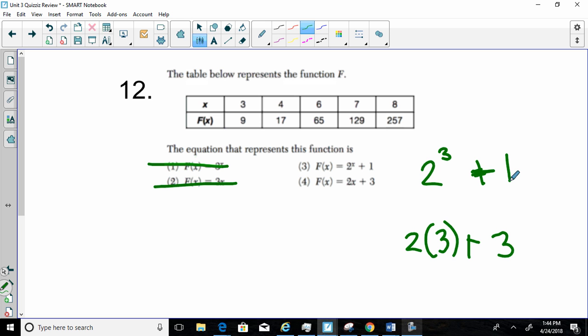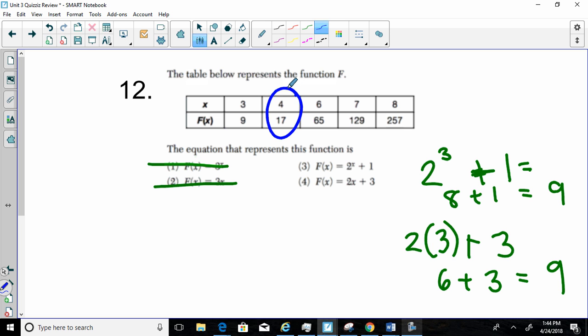So, see how when I do this, what is 2 to the 3rd power? 8 plus 1. And what about this? 2 times 3 plus 3. Do you guys see how it gives me the same answer? You got to go to the next one, or pick one in the middle. So don't just go with the first one that makes sense, because they're going to do that on purpose. They're going to give you 2 equations where the first one usually works for both. So let's try the second one.